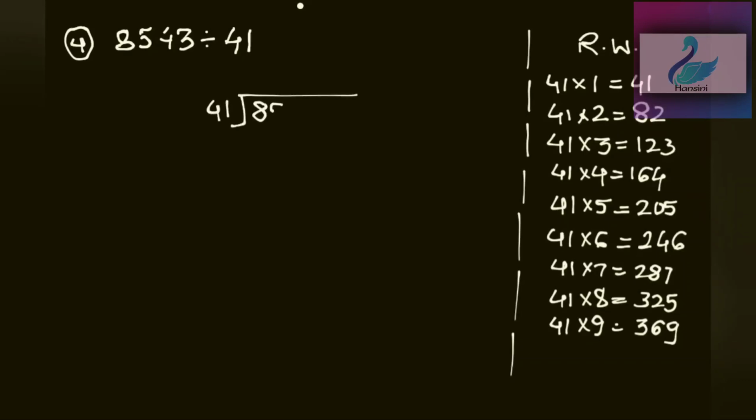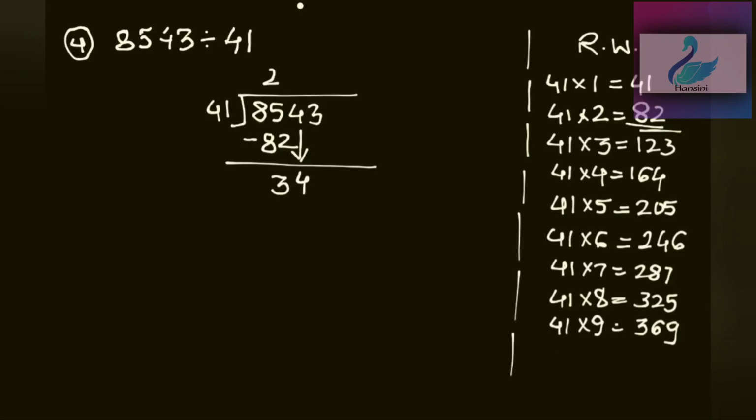Now I will write the division symbol. 41 divided by 8543. Now search for 854 in the 41's table. Not there, so we will take 2 digits, 85. So 85 is also not there. 123 is greater than 85. So we will take 82. 41 multiplied by 2 is 82.